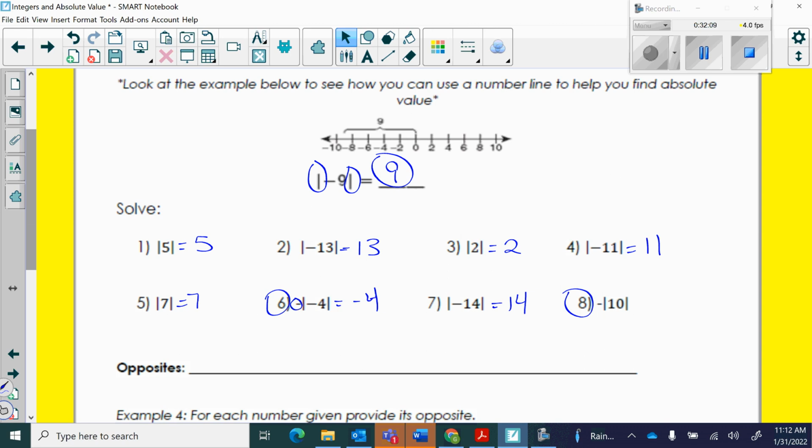But the absolute value is always positive. But if they're asking for the opposite of the absolute value, it will be negative. So let's look at 8. What is the absolute value of 10? 10. But this means what is the opposite of that? Negative 10.